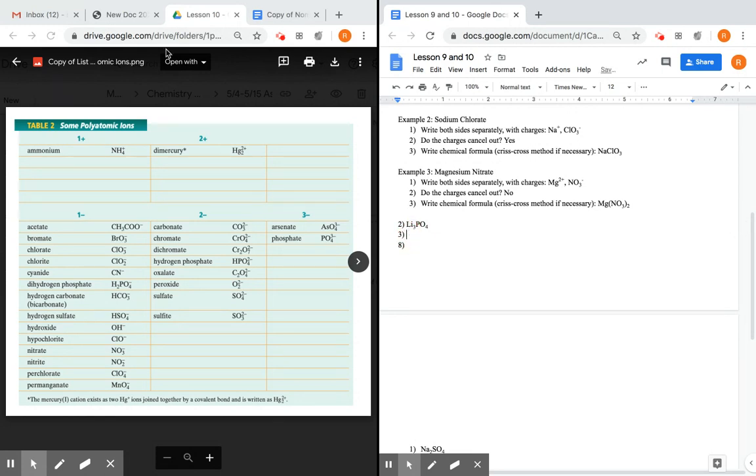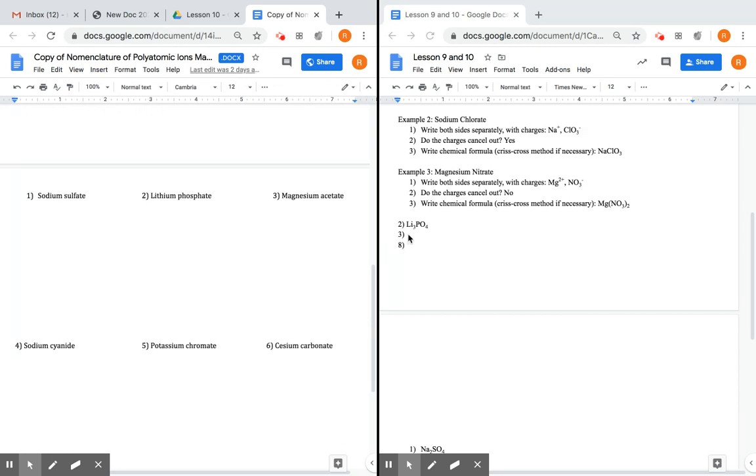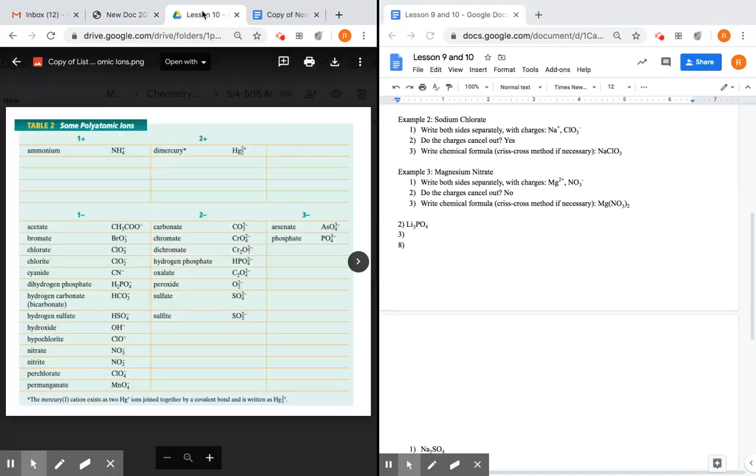All right, let's do number 3. Magnesium acetate. So we know our magnesium is going to be a 2 plus from above, right? And then acetate, we need to figure out what that polyatomic ion is. So if we go here, acetate is this longer compound, CH3COO, with a single minus. So magnesium is going to have a 2 plus, and acetate is going to have a 1 minus. That means, applying the crisscross method, we need 2 acetates to cancel out the 2 plus from the magnesium.